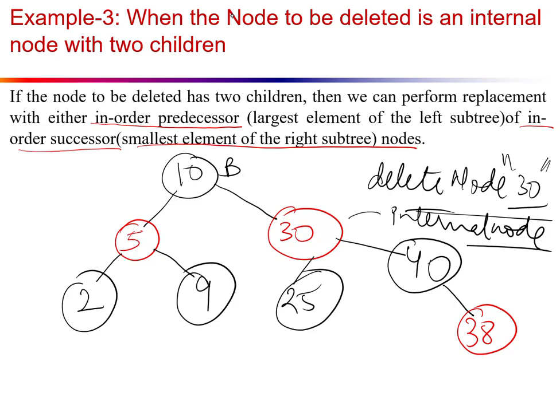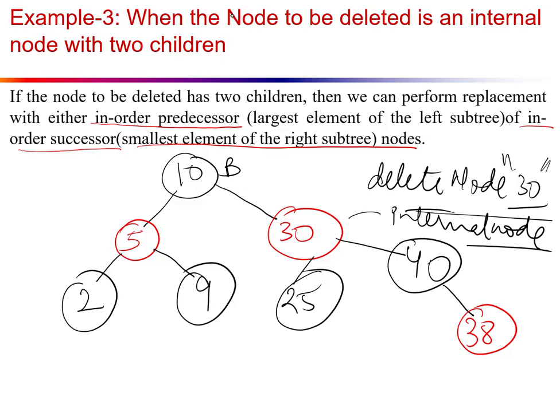And today we'll be discussing the further cases about deletion in a red black tree. In order to understand the initial concept about deletion in red black tree, you can please watch my previous videos. The link is already there in the description. In this case, we will consider the aspect when the node to be deleted is an internal node with two children.